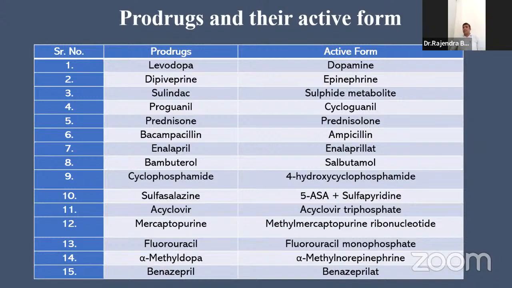Cyclophosphamide, 4-hydroxycyclophosphamide. This is a well-known example of an anti-cancer agent. Cyclophosphamide is a nitrogen mustard derivative. In the nitrogen mustard derivatives, there are many more examples. There are two active forms: one is cyclophosphamide, another is 4-hydroxycyclophosphamide. Write down, there is one more active form, that is aldophosphamide.